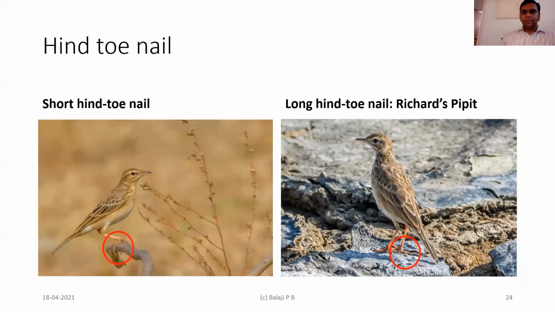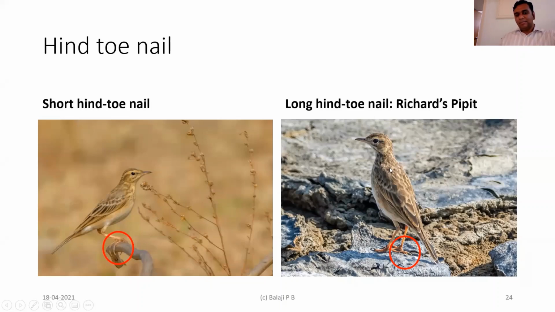And the hind toe nail, if you look at it, in the case of the paddy field pipit on the left here, there's nothing abnormal about it. It's a normal shaped hind toe nail, whereas in a Richard's pipit, the hind toe nail is longer. The tail tends to touch the ground. It has a more upright stance.